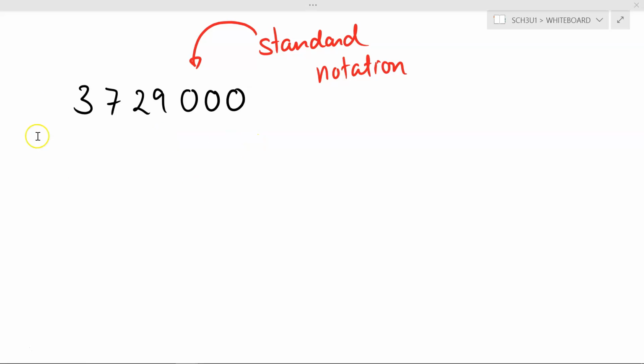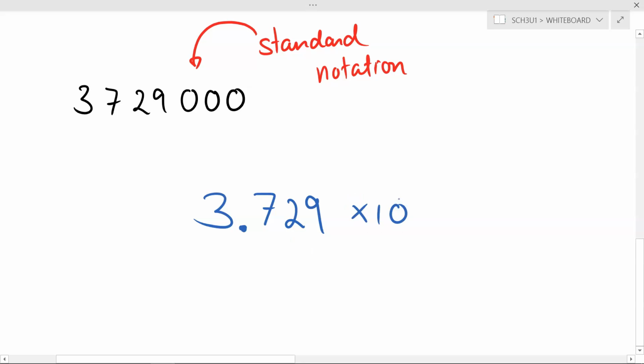Going from left to right, the first non-zero number I get is a 3. So I write a 3. This is then followed by the decimal, and then the rest of the values, ignoring the zeros because we're trying to get rid of zeros. So just the 729. Then we write in times 10 to the power of, and now we need to find out how many decimal places we need to move. So looking under standard notation, I don't see a decimal place. If you don't see a decimal place, we always assume it's at the end. So here's where it is, and here's where it needs to be. And it needs to jump 1, 2, 3, 4, 5, 6 places to get to between the 3 and the 7. So the exponent is a 6.